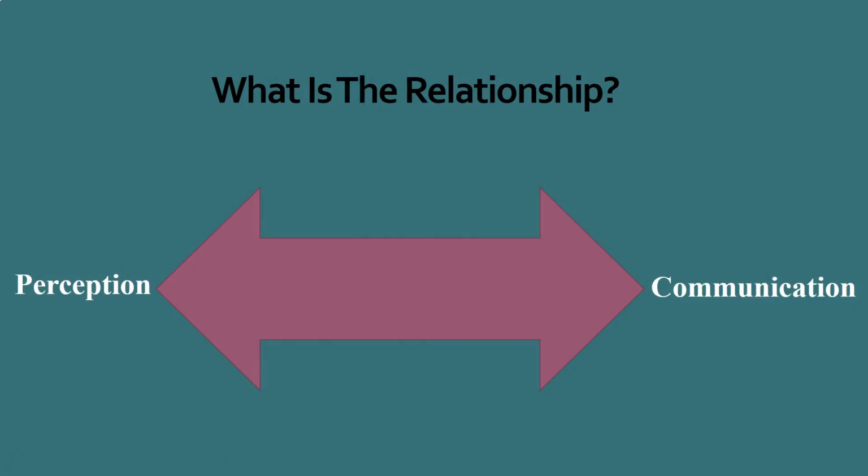So real quick, what is the relationship between perception and communication? In short, it is a direct, one-on-one relationship. How you communicate with people is directly related to your perception. In other words, how you perceive people is how you will communicate with them, and vice versa.